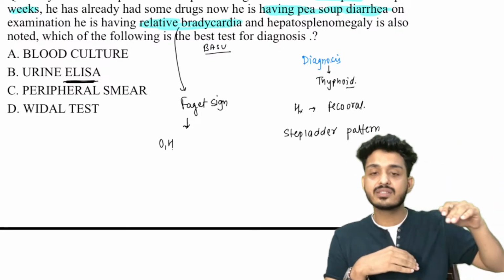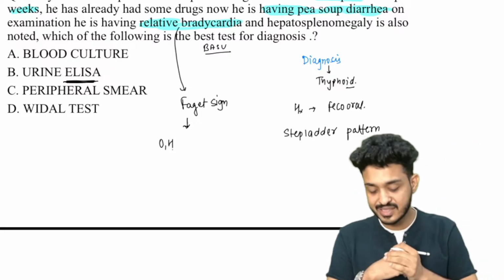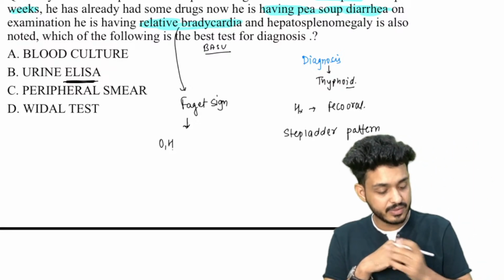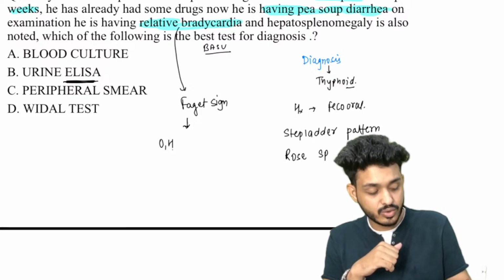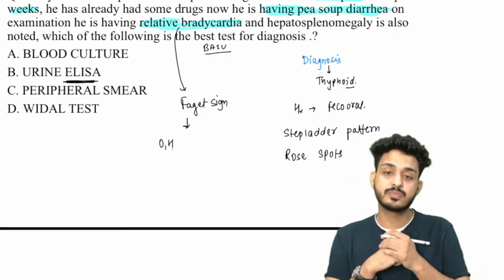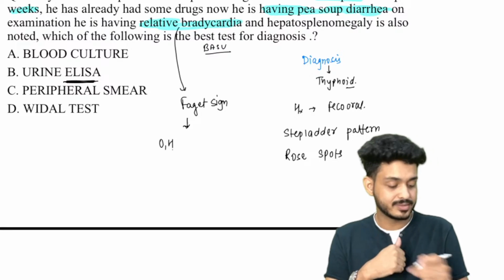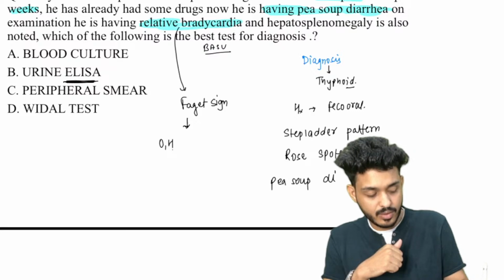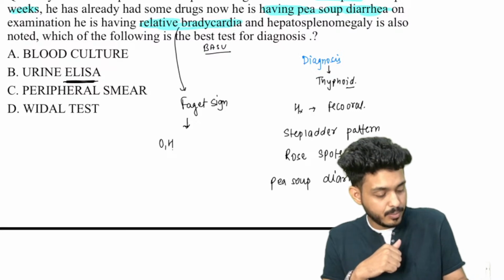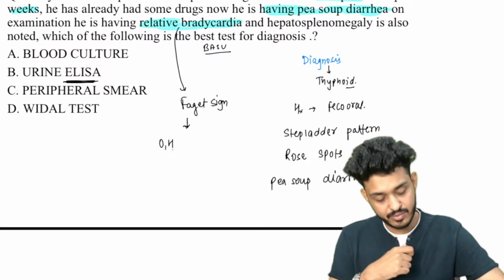Okay, so that is working like a step ladder. So this is your step ladder pattern of fever. You will be finding some spots on the body. These are known as rose spots. Pea soup diarrhea we have already seen. So these are the important liners that you have to remember.